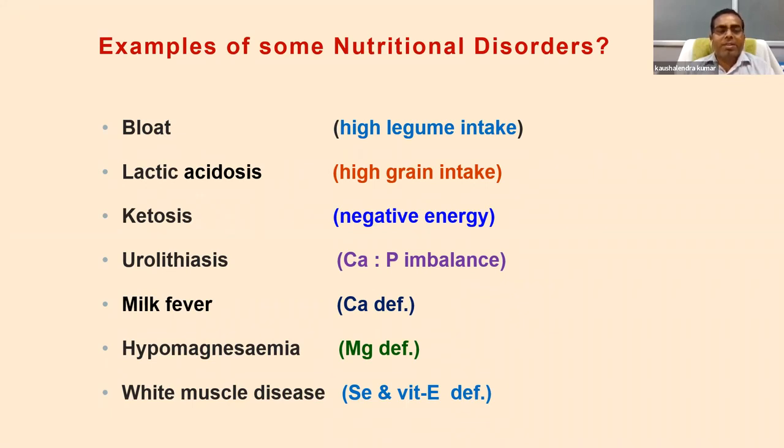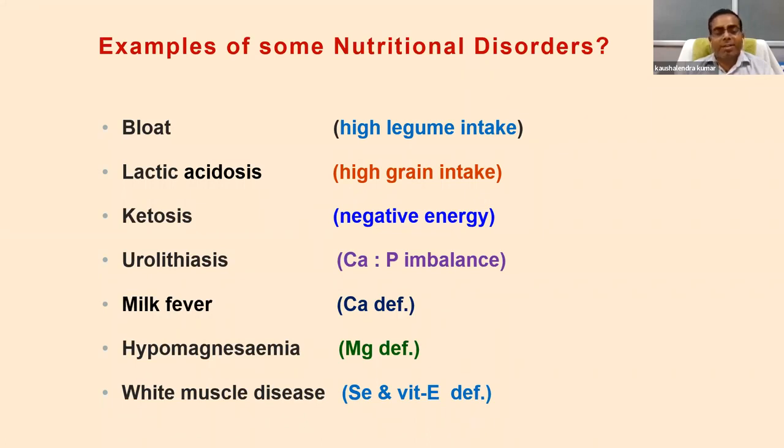Next is ketosis. That condition happens mainly due to negative energy balance. Other conditions are also associated with this ketosis, but it mainly arises due to improper fat metabolism. So due to negative energy balance, ketosis may occur, and under such conditions, we should take care about the energy. We should offer energy rich grains to the animals.